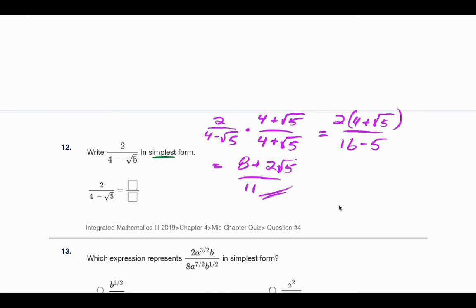And as you can see, what they're going to do is they're going to have you put 8 plus 2 root 5 on the top, and then you're going to put 11 on the bottom. Okay.